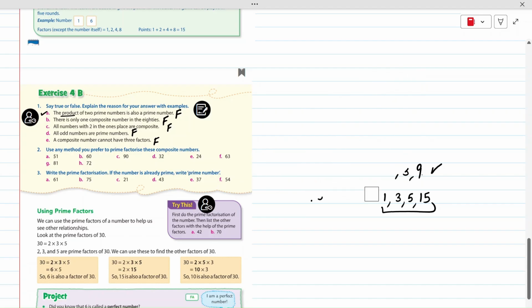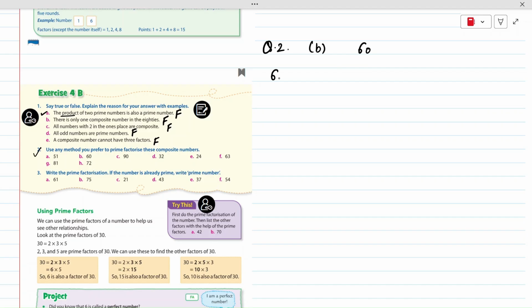Next is question number 2, where we have to use any method you prefer to factorize these composite numbers. We can use the common factor method, which we have done, and we can also use prime factorization. Since question number 3 is based upon prime factorization, let us do this question with the other method. Okay, so for question number 2, I am picking the B part, which is 60.